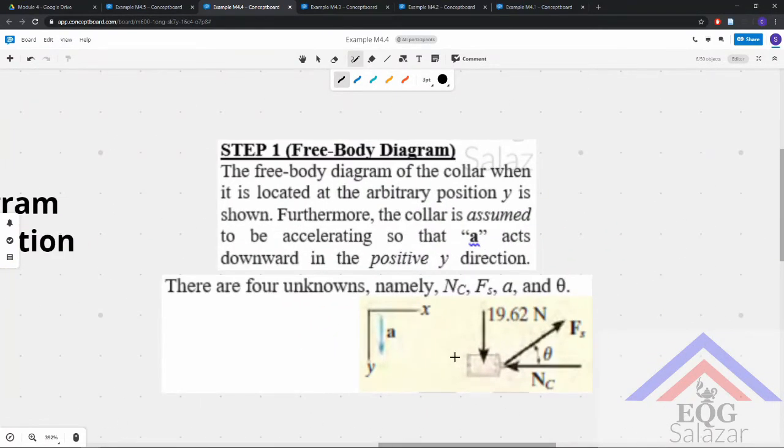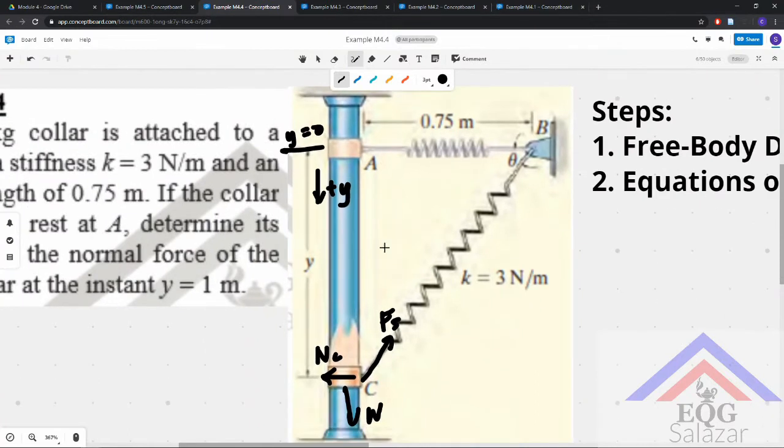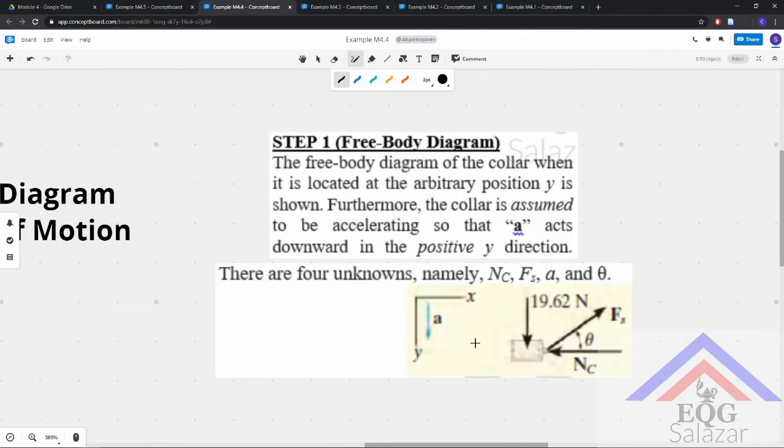Here in the free body diagram, you see exactly that, except that we have the addition of theta, where theta is dependent on the movement of the collar, because the position of the collar dictates the angle of inclination of this spring. If you apply the laws of geometry, these are opposite angles, and therefore they are equal. And so we have four unknowns, namely normal force, spring force, the acceleration, and theta.